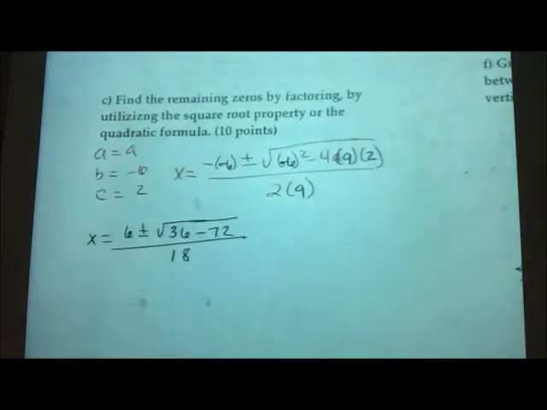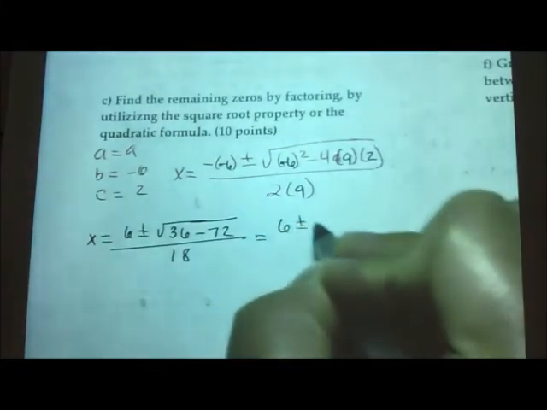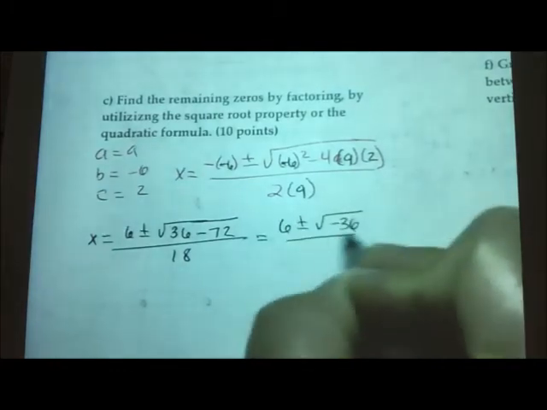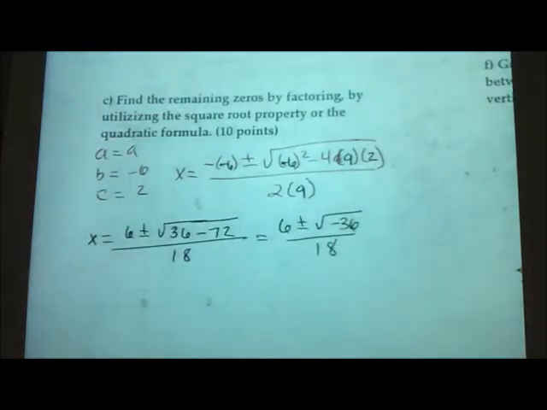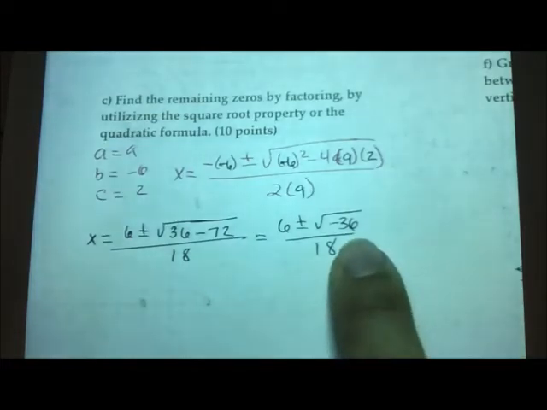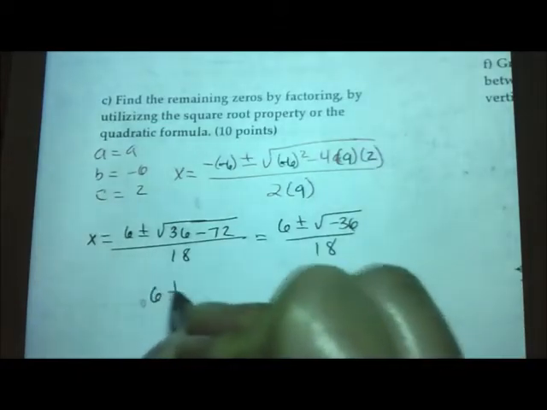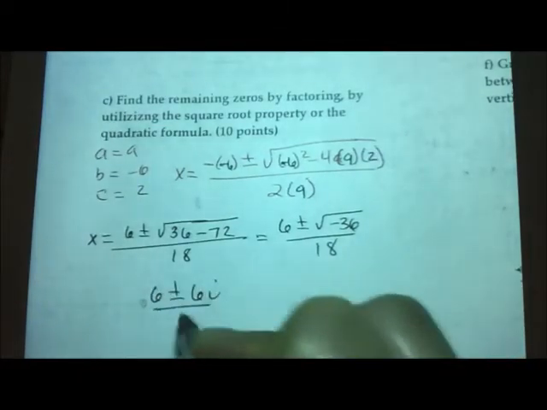Now, what is 36 times a -72? -36. Oh, -36. What the heck? So, what do we know about having a negative inside of a square root? It becomes imaginary. So that's what I'm trying to say. You're going to end up with a negative in there on your test also. So your answer is going to have an i. So I don't want you to think, oh my God, I did something wrong. So I have 6 plus or minus 6i over 18.